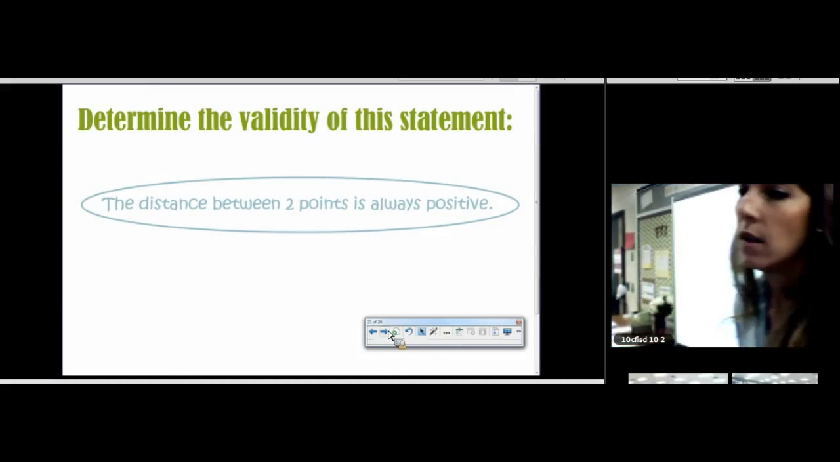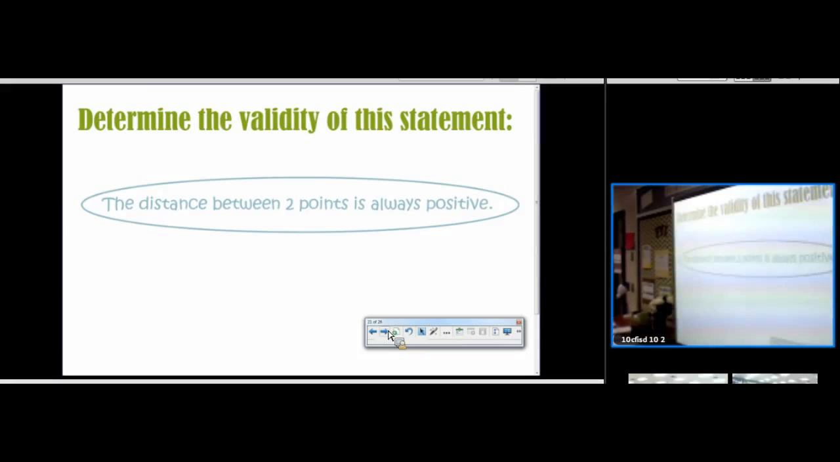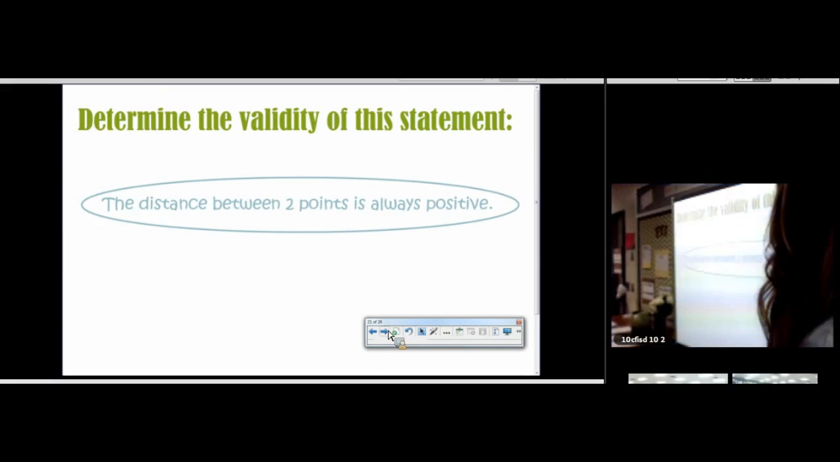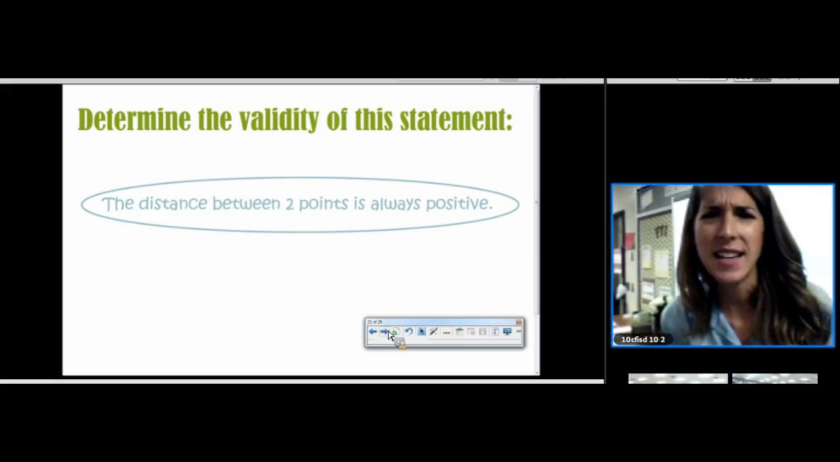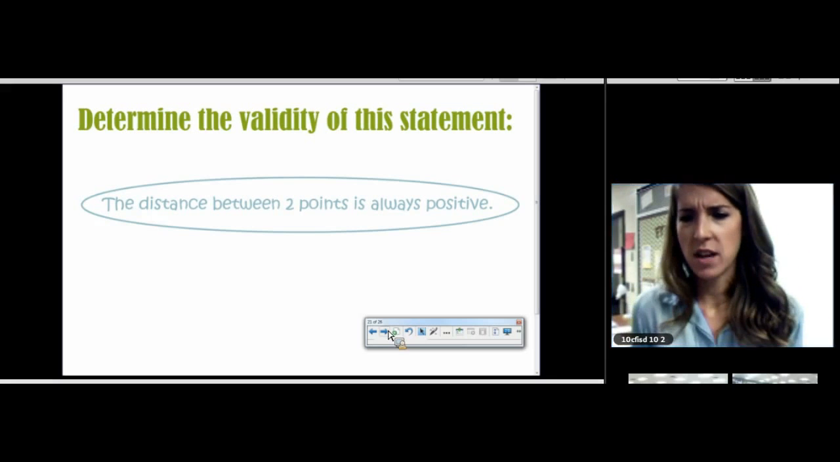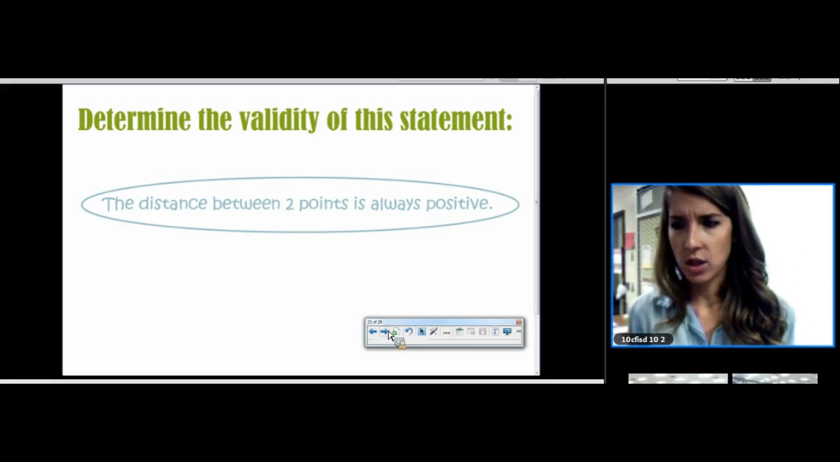Determine the validity of this statement. The distance between 2 points is always positive. So determine the validity just means true or false. What do you think? The distance between 2 points is always positive.